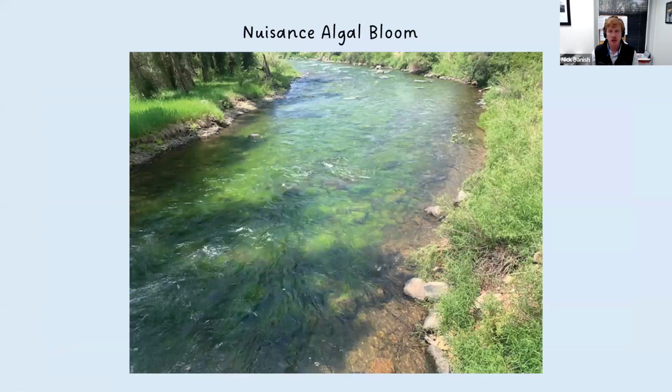And when concentrations of this algae on the stream bottom get to be so abundant that they hit 125 milligrams of chlorophyll a per square meter on the stream bottom, the state of Montana deems that a nuisance algal bloom. It's a nuisance to recreating. It's a nuisance to the beneficial uses or designated uses of this stream. And it's a general pain in the you-know-what.